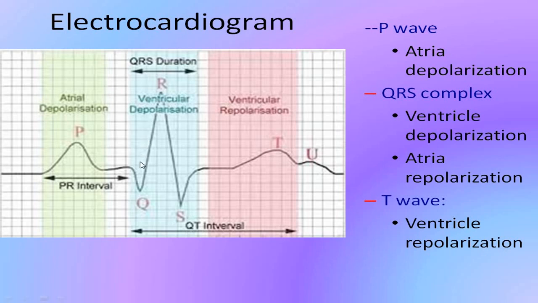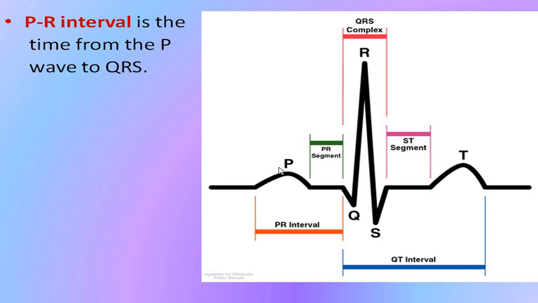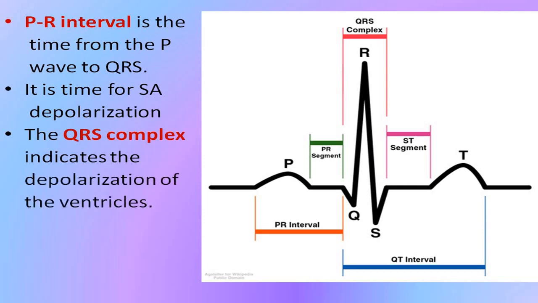QRS complex represents the ventricular depolarization, and this is the time when the atria are repolarizing, and the T wave represents the ventricular repolarization. PR is the interval, or the time for the P wave to reach the QRS, or it is also the time for the sinoatrial depolarization. You know, sinoatrial node, which is present in the auricle, starts the stimulus, and the QRS complex indicates the depolarization of the ventricles.